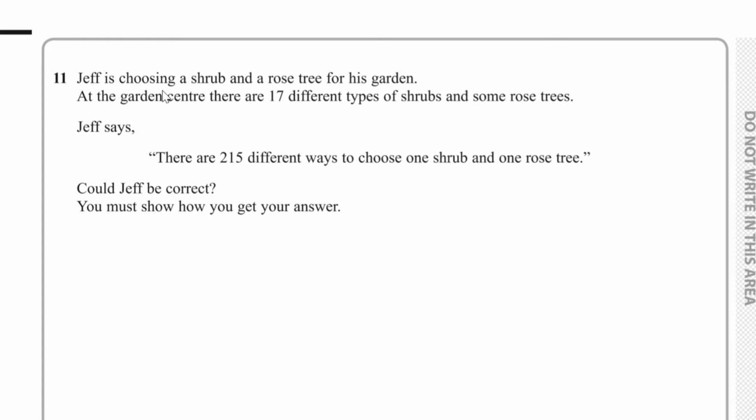Question 11. Jeff is choosing a shrub and a rose tree for his garden. At the garden centre there are 17 different types of shrubs and some roses. Jeff says there are 215 different ways to choose one shrub and one tree. Could Jeff be correct? You must show how you get your answer. Well, there's 17 shrubs, and let X be the number of rose trees. And if we multiply those together, we should get 215, because he is saying that there are 215 different ways of choosing these combinations.